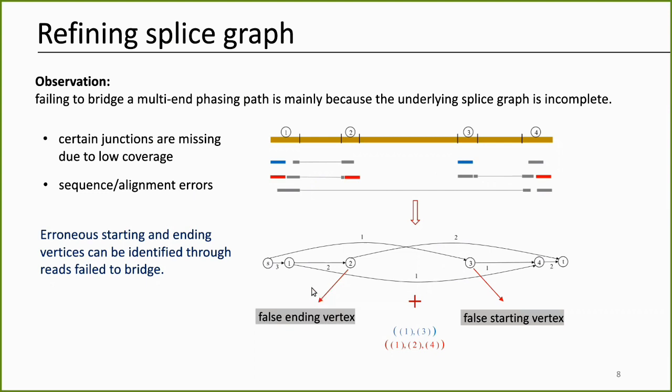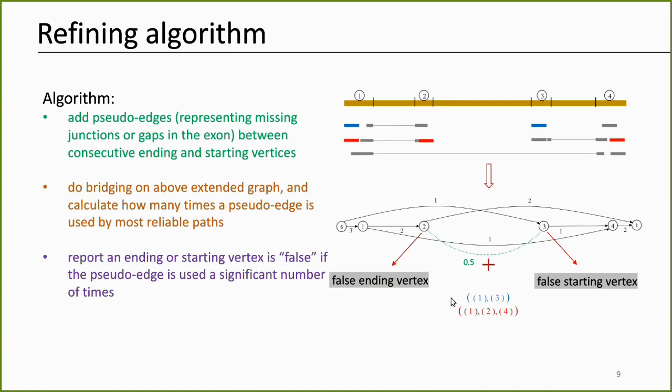At least it is followed by vertex 4. We know vertex 2 is not a true ending vertex, and so we can say that vertex 2 is a false ending vertex. Similarly, we can find that vertex 3 is a false starting vertex. So we designed an algorithm to identify false starting and ending vertices, which helps us to improve the quality of the splice graph. We skip some algorithmic details here.